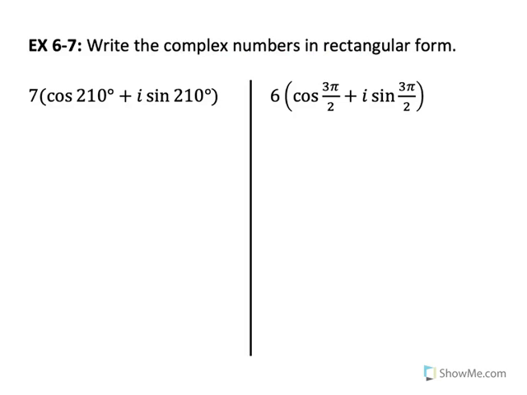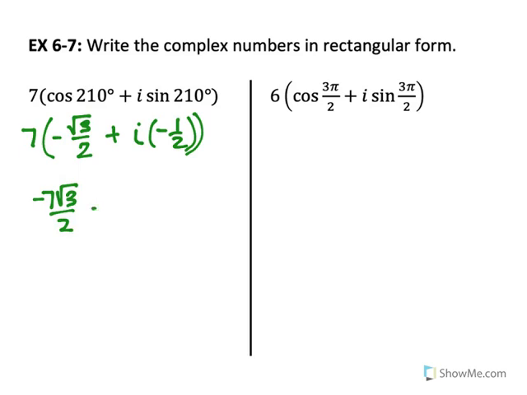Okay, on 6 and 7, he wants you to take your complex number that you have here and write it in rectangular form. To do that, we just have to calculate what cosine of 210 is. Cosine of 210 is negative root 3 over 2, and sine of 210 is negative 1/2. When I distribute the 7 through, I get negative 7 root 3 over 2, and I'll go ahead and write minus 7 over 2i.